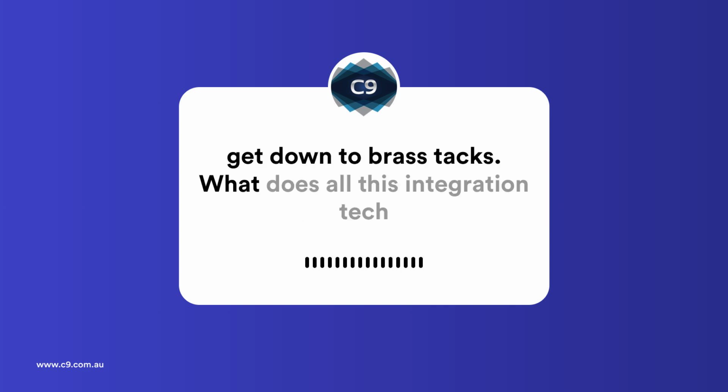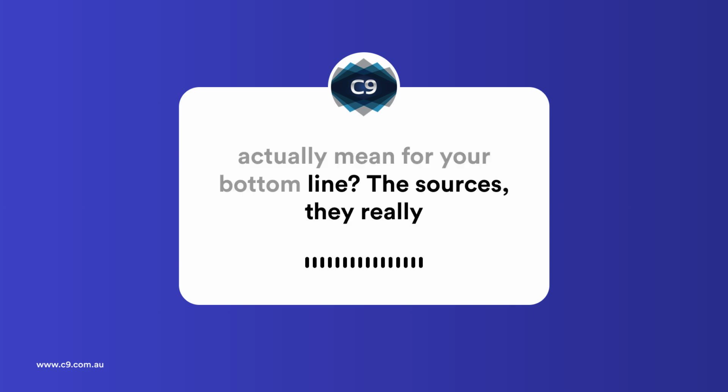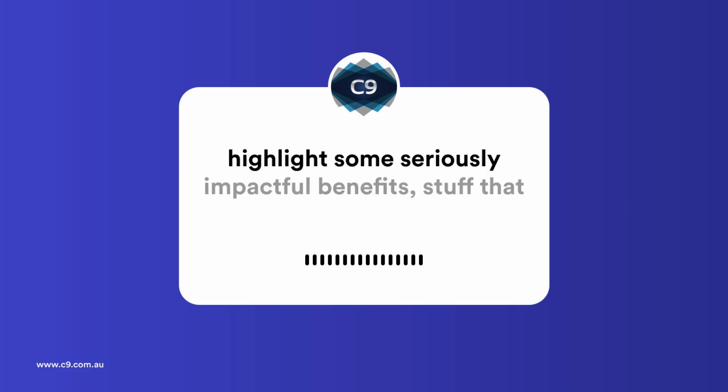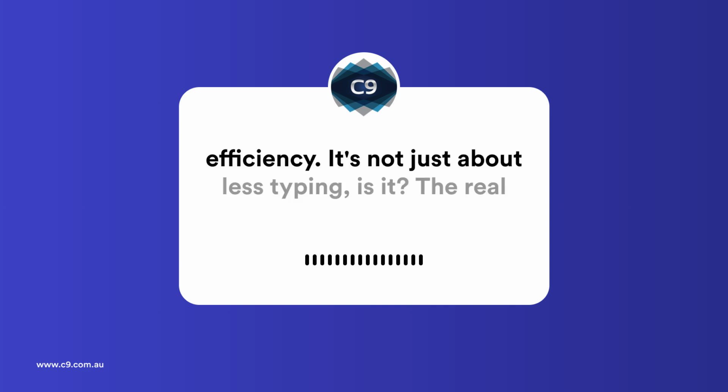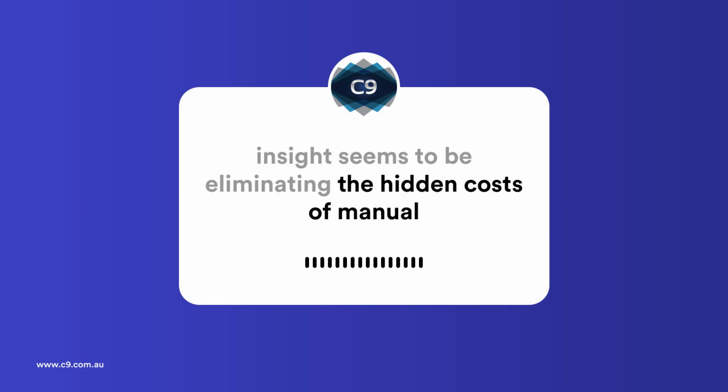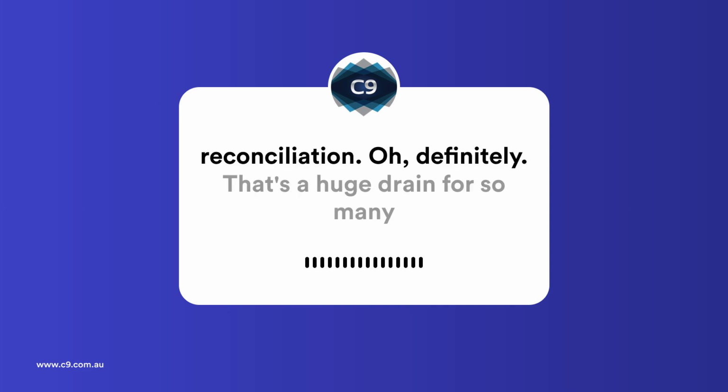Okay, so let's get down to brass tacks. What does all this integration tech actually mean for your bottom line? The sources, they really highlight some seriously impactful benefits, stuff that hits the P&L. Right. Let's kick off with enhanced operational efficiency. It's not just about less typing, is it? The real insight seems to be eliminating the hidden costs of manual reconciliation. Oh, definitely. That's a huge drain for so many businesses here.